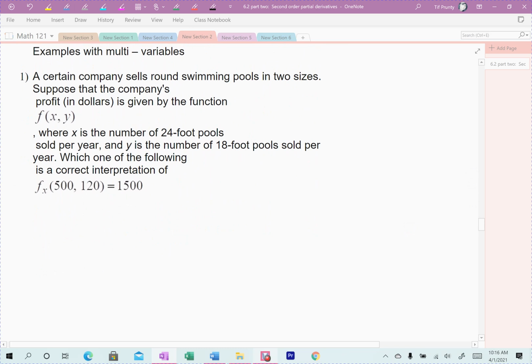But where C comes from is, alright, so I have my function f of x, y. It's a profit when they sell two different types of pools, alright? So the x represents one type and the y represents another. It's the profit in dollars. And x represents the larger pools, the 24-foot pools, and y represents the smaller pools, the 18-foot pools. Alright, suppose this is what we get. F sub x, 500 for x, 120 for y, equals 1,500.